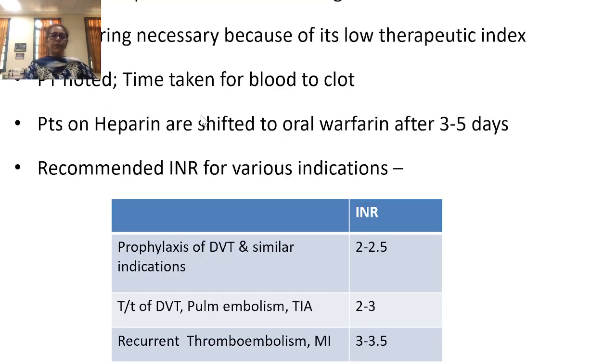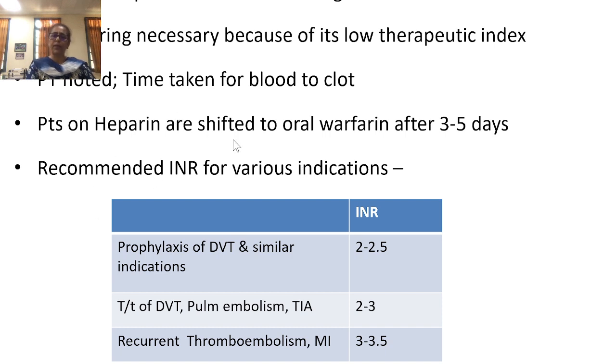Now what are the uses? Their uses are the same. Oral anticoagulants are used in all those conditions where we use heparin. Monitoring is necessary, because when we use warfarin, we need to monitor its effect because of its low therapeutic index. And how do we monitor it? We note the prothrombin time, that is the time taken for the blood to clot.